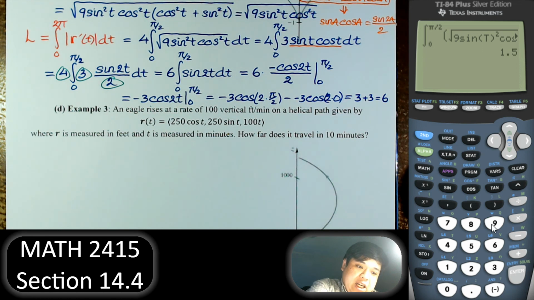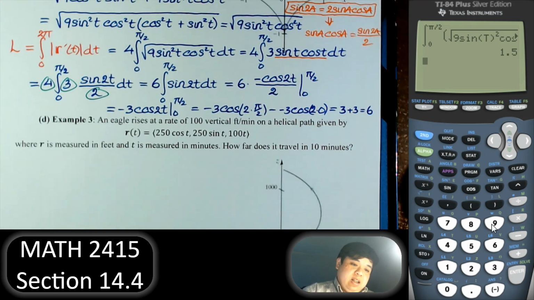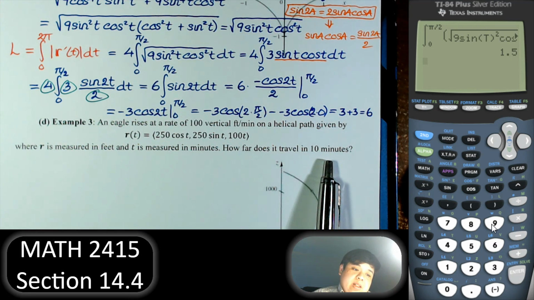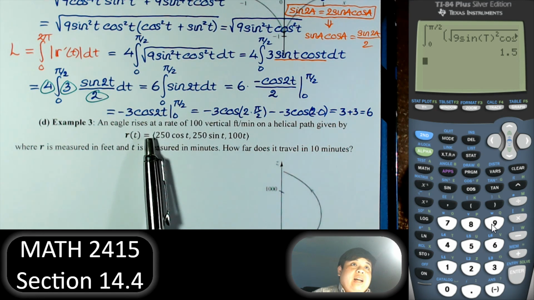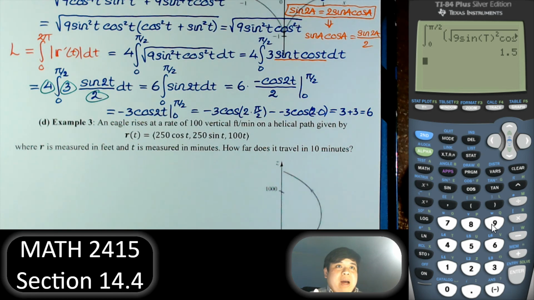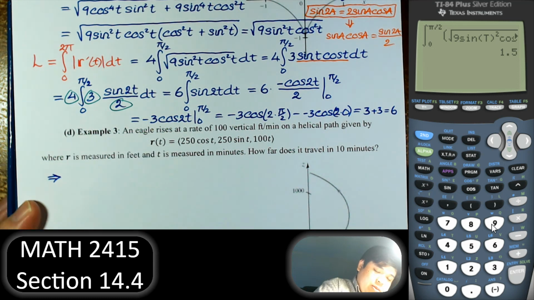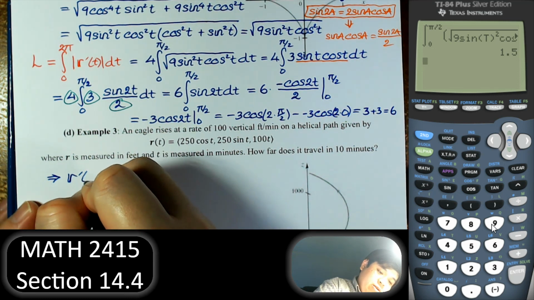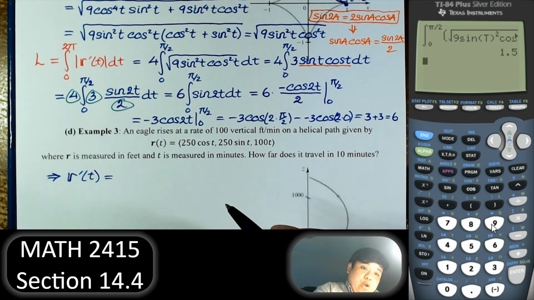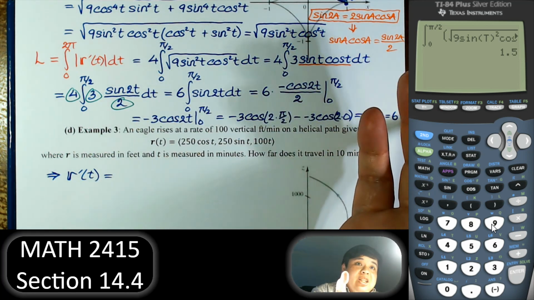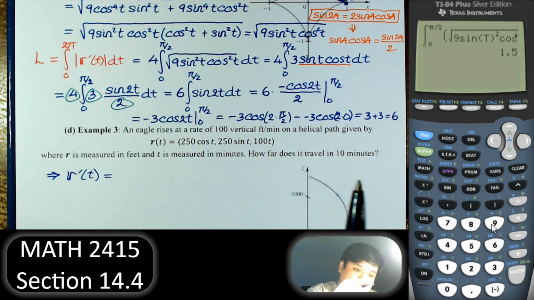Alright, next, an eagle rises at the rate of 100 vertical feet per minute in a helical path, so kind of spiral like this. How far does it travel in 10 minutes? So we just take the derivative, magnitude, and then integrate. The formula is rather simple, right? Just take the derivative. Usually we have cosine and sine here because cosine square plus sine square is 1, so we end up with something easy to do. If we don't have that, this could be complicated.